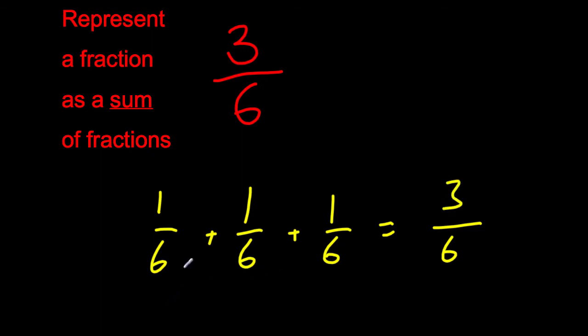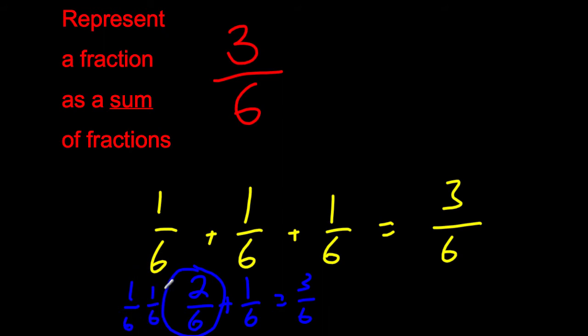What would not work is if maybe one of your answer choices would be 2 out of 6 plus 1 out of 6. And you're probably thinking, well, that's right because 2 plus 1 is 3. Yeah, that equals 3/6. But see this 2/6? You can break that down even further. You can break that down into 1/6 and 1/6. So that does not work, my friends.